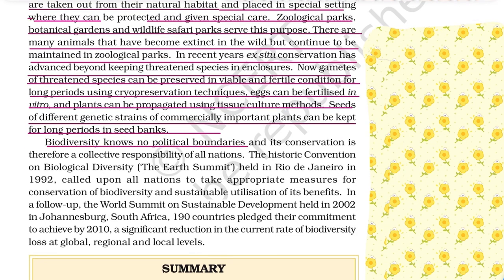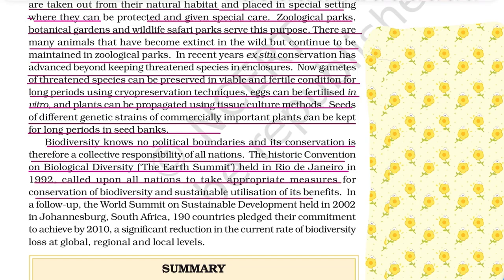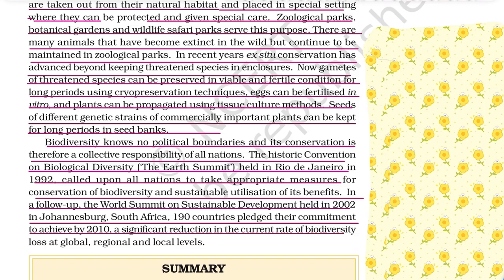Biodiversity knows no political boundaries, and its conservation is therefore a collective responsibility of all nations. The historic Convention on Biological Diversity, the Earth Summit, held in Rio de Janeiro in 1992, called upon all nations to take appropriate measures for conservation of biodiversity and sustainable utilization of its benefits. In a follow-up, at the World Summit on Sustainable Development held in 2002 in Johannesburg, South Africa, 190 countries pledged their commitment to achieve by 2010 a significant reduction in the current rate of biodiversity loss at global, regional, and local levels.